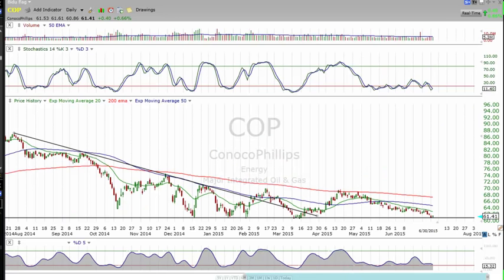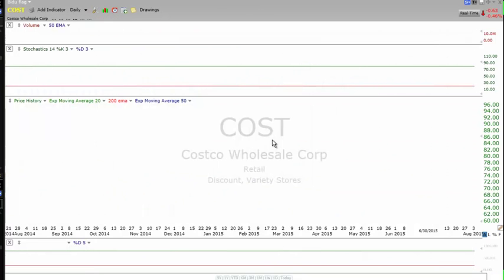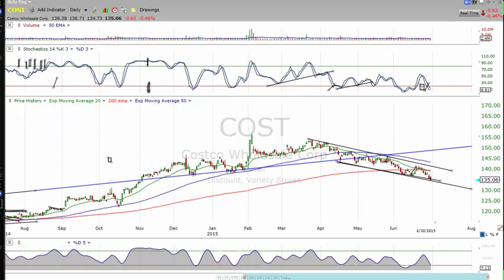ConocoPhillips here, right on support. It's so tough. I don't like horizontal support like this. I like more of the trend, the downward trend lines, the pressure on the downside, X marks the spot, the patterns. This is a little bit more difficult. Lots of times we'll gap down and close back up. But it is weak.